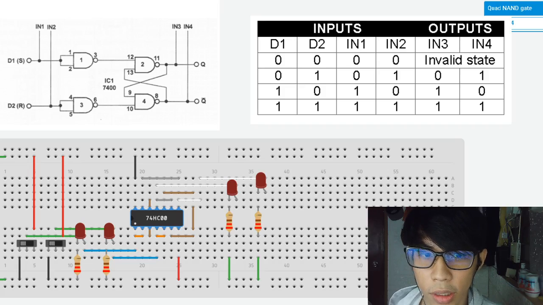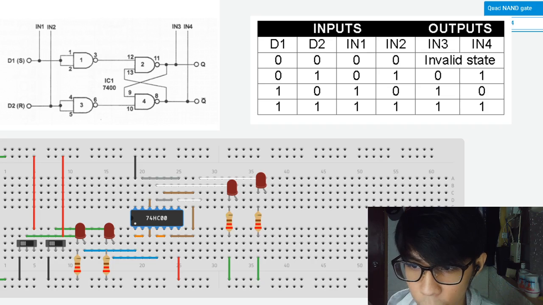So hello guys, I am Ryan, and for today I am going to show you experiment 10, multivibrators and SR flip-flop. For this experiment, let's start with figure A. We'll be using IC 7400, which is a NAND gate. As you can see in the diagram, pin 1 and pin 2 are both shorted, also pin 4 and pin 5.